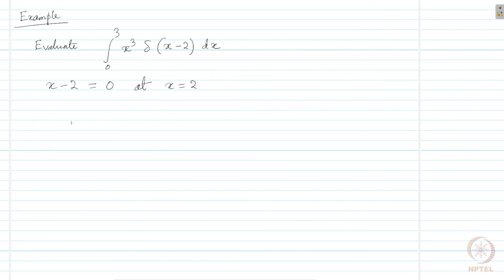Therefore, we will have x cubed equals 8, and then the integral will become 8 times delta x minus 2 dx over this range, and this will become 1 at x equals 2. So, we will be left with 8. That will be the answer of this problem.